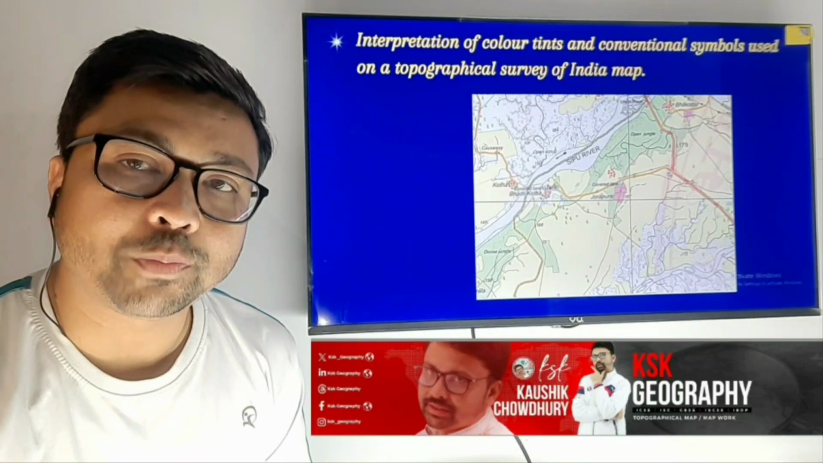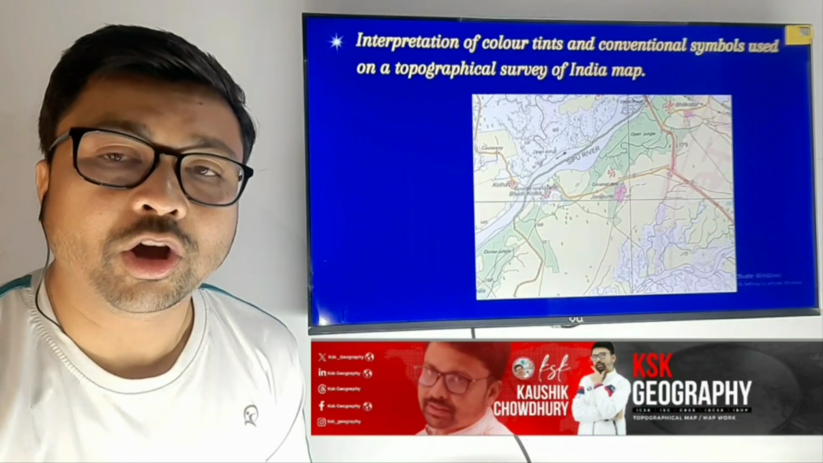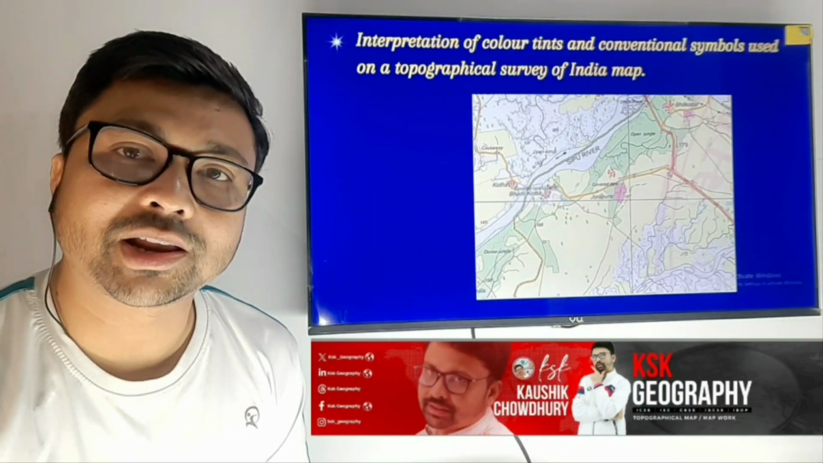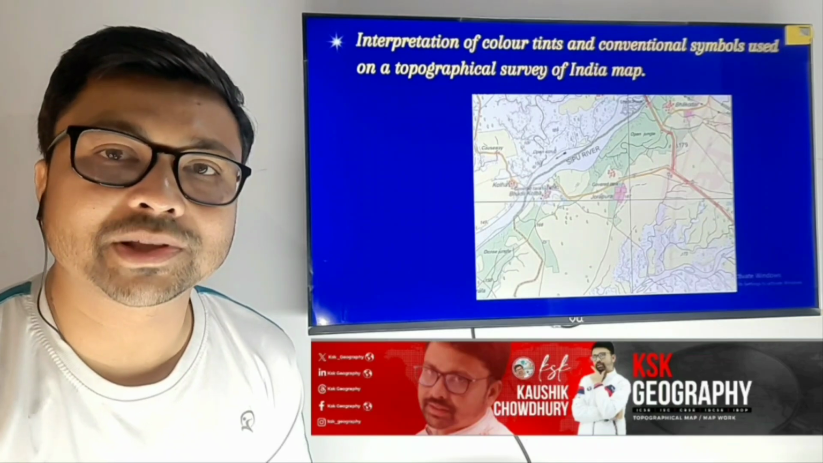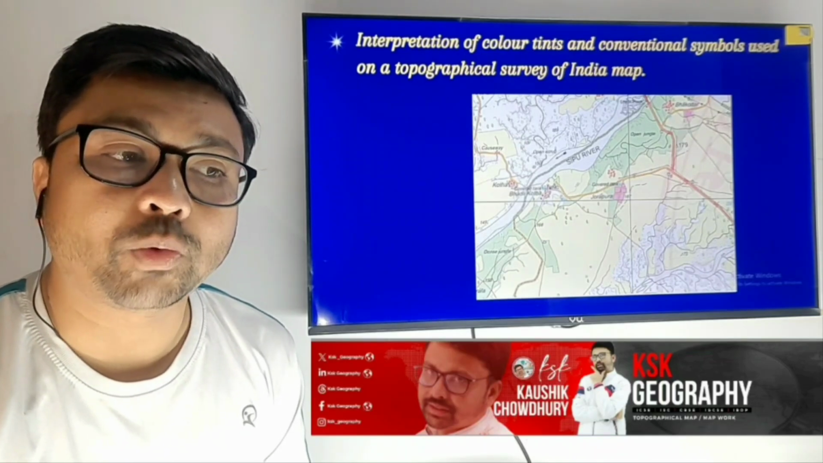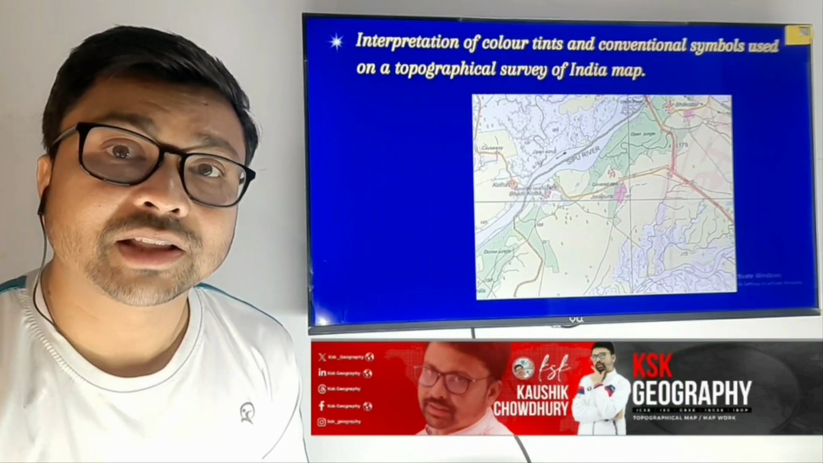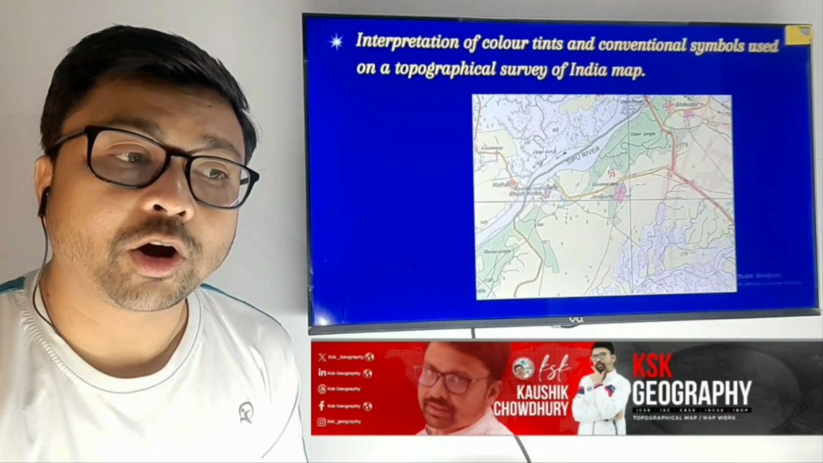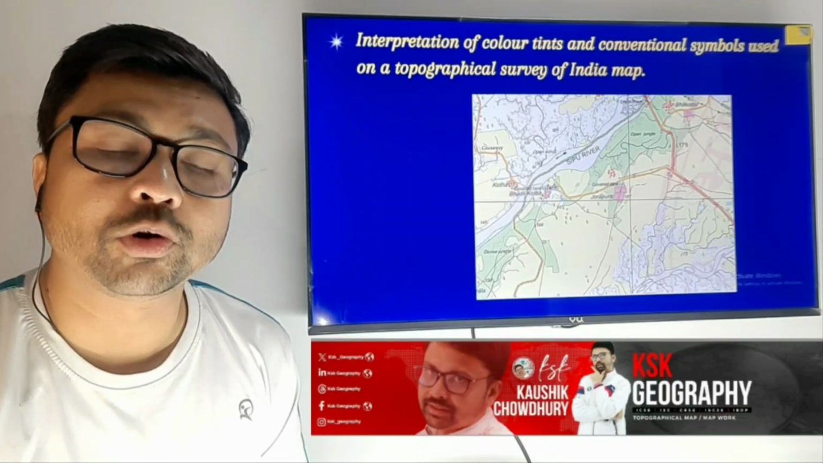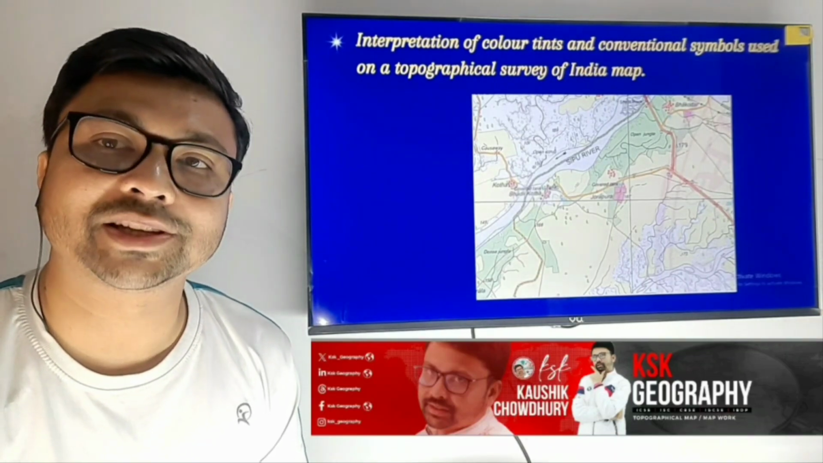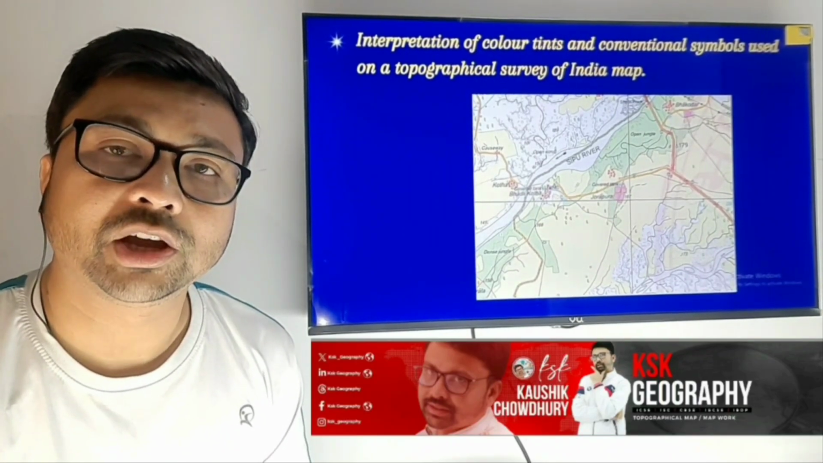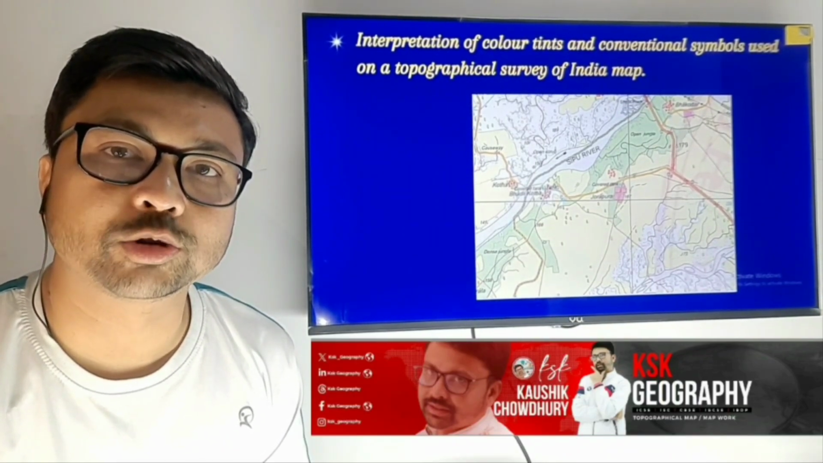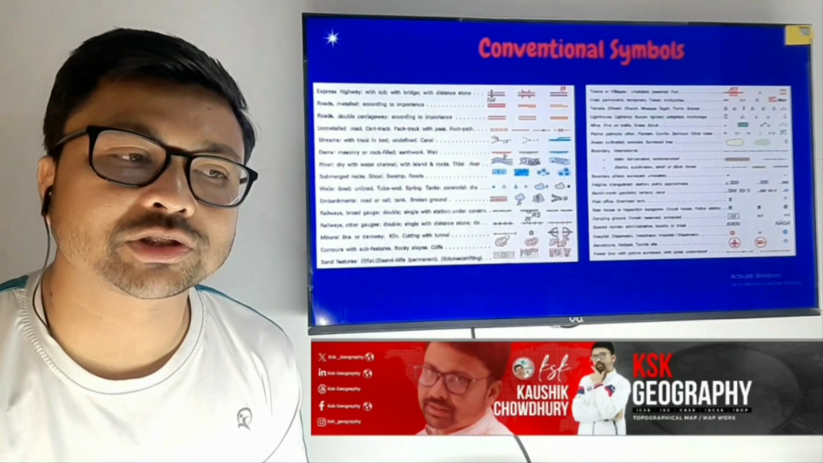There are a few important colors. The first, yellow, represents the agricultural field. The green color represents the natural vegetation. The white patches represent the open scrub or barren land, and the blue color obviously represents the water bodies. In that way you will get an idea of the topographical map and the land use pattern also. We will discuss those things later.